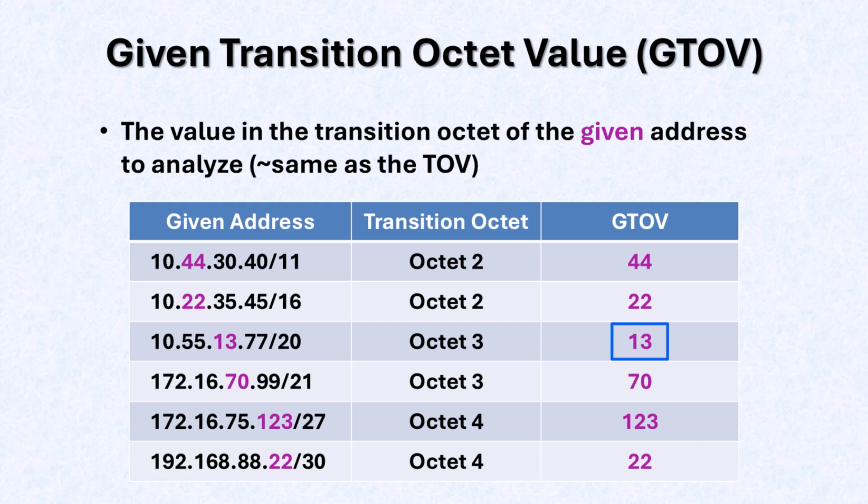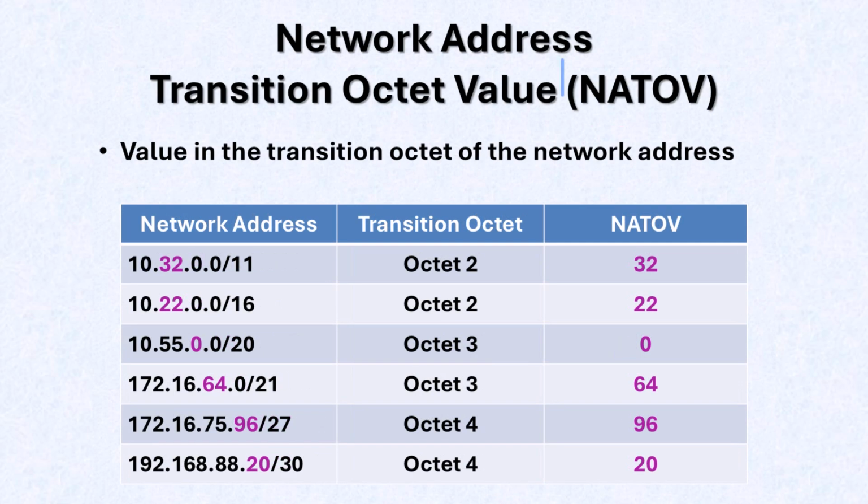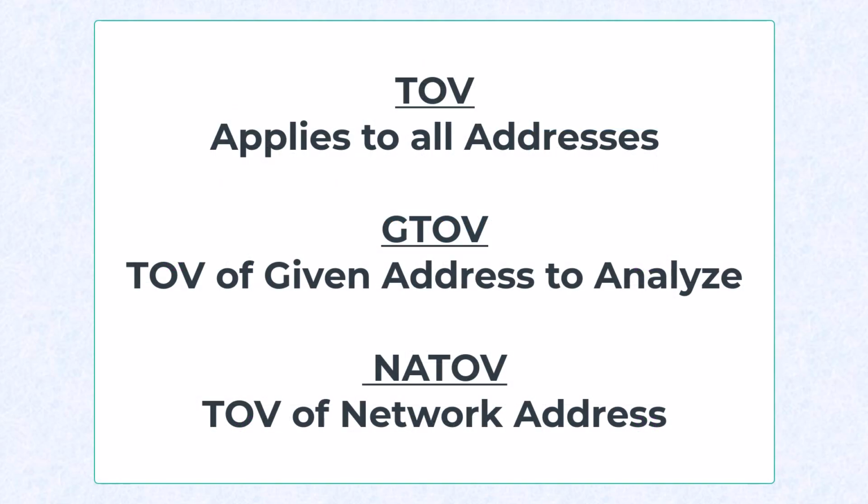That would be 13. The network address transition octet value, or NATOV for short, is also the same as the TOV. The difference is that it refers to the TOV of a network address and not a host address. We will use it in a formula to help us determine the network address of a given host address.